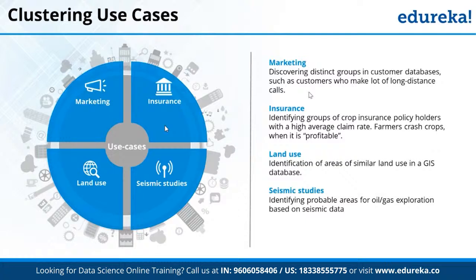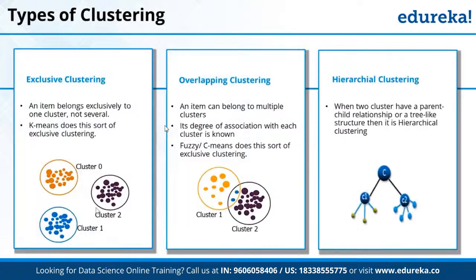Types of clustering, as we discussed: k-means is an exclusive cluster. We create clusters, and they will be separate altogether. I have cluster 0, cluster 1, cluster 2. It's altogether a separate cluster. There is no overlap between the customers. So an item belongs exclusively to one cluster, not several. K-means does this sort of exclusive clustering.